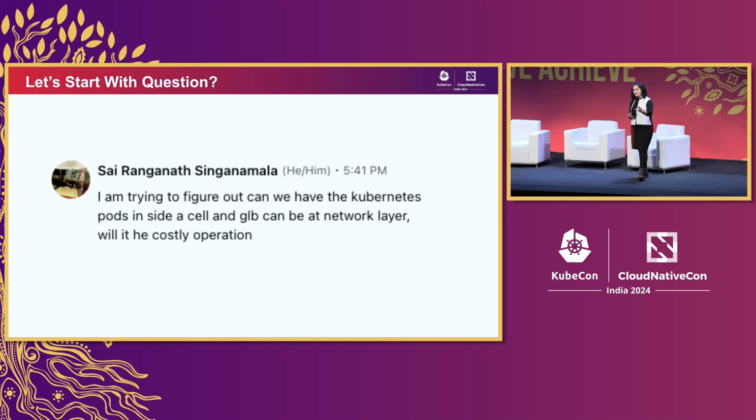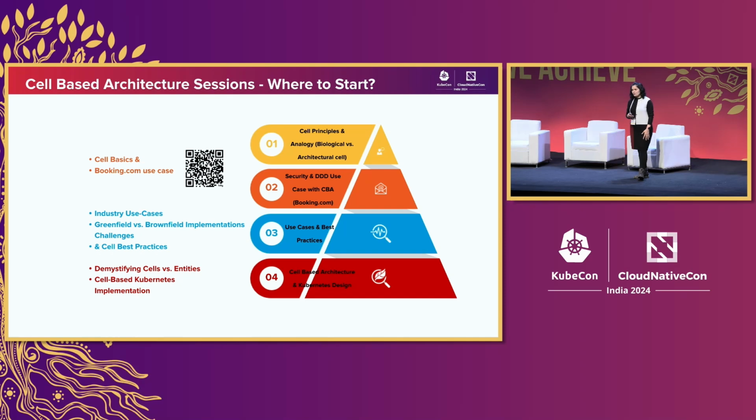But before we delve into this particular question, I want to tell you about a few things. If you are new to cell-based architecture, then this is my third session in this series, and all three of them have been luckily given in the KubeCon community. The first one was Cell Basics and Booking.com, because I'm an employee of Booking.com. We presented that use case along with my colleague in KubeCon Paris, and this is the QR code where you can grab it and listen to it. That's the most basic, as well as the Booking.com use case of what we do with cell-based architecture.